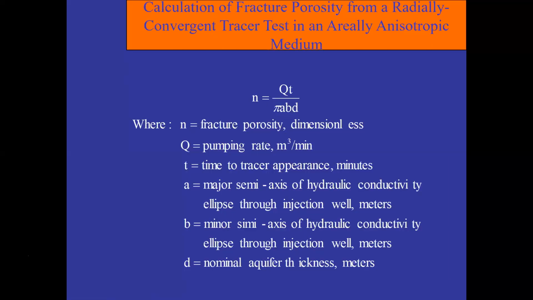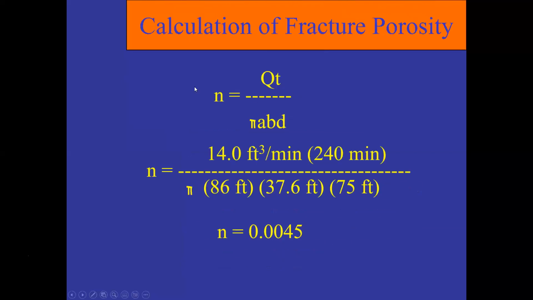And there's that same equation I showed you earlier, in this case for an anisotropic condition. And this is our pumping rate, 14 cubic feet per minute, which is 104 gallons a minute. Peak came through at 240. That's how long we pumped. And we got a porosity of 0.0045 for that limestone material.